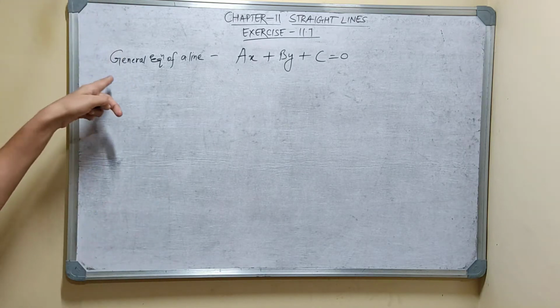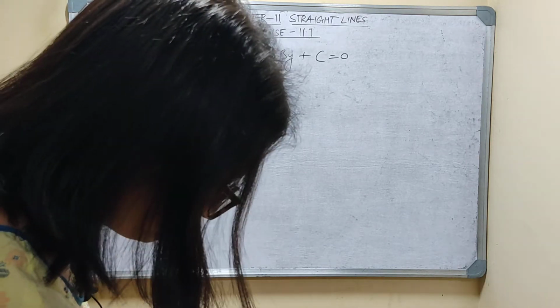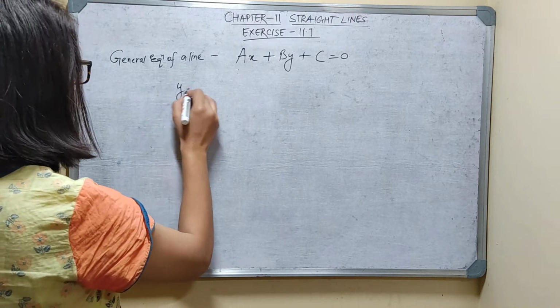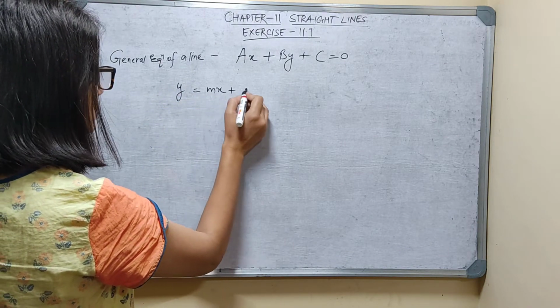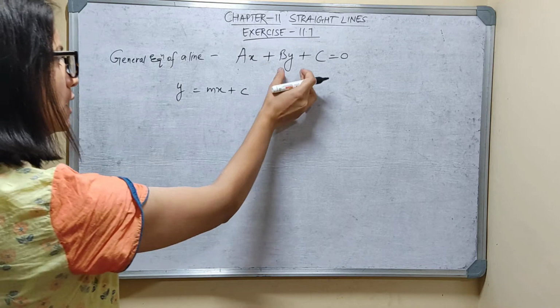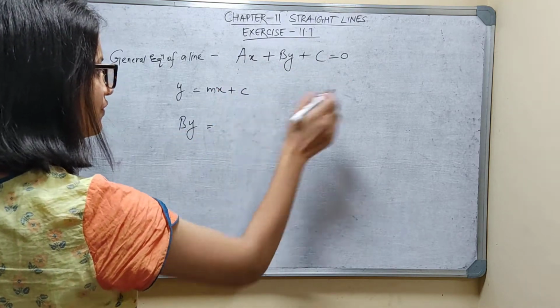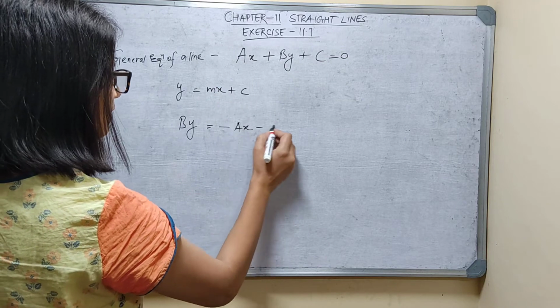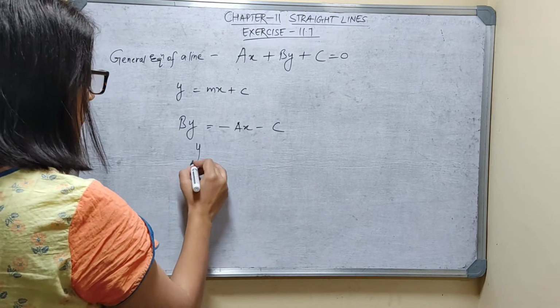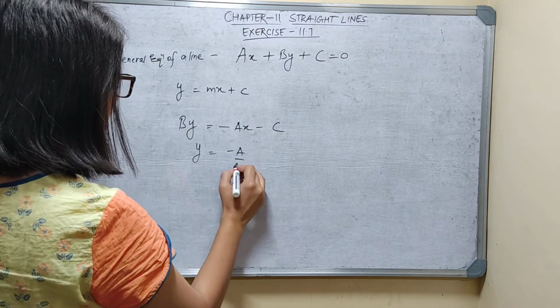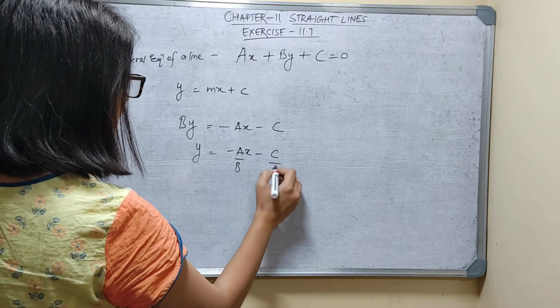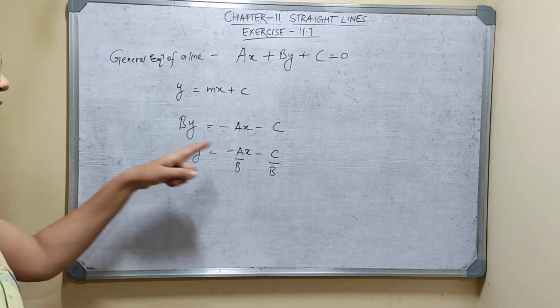Now you have to change the general equation of a line into the form y is equal to mx plus c. How will you do it? I will write by only on this side, and both this ax and c I will shift to that side. It will be minus ax minus c. So y will be minus a upon b x minus c upon b.